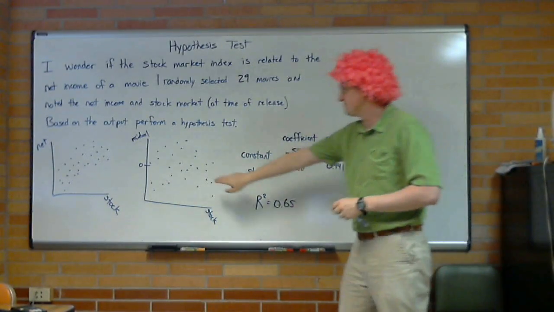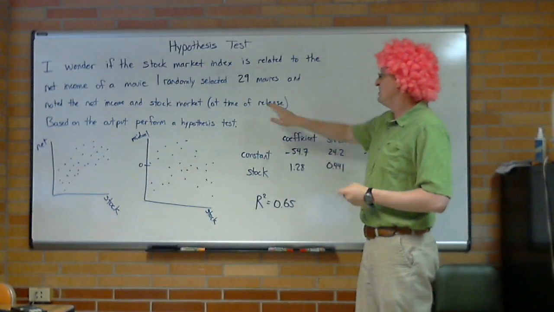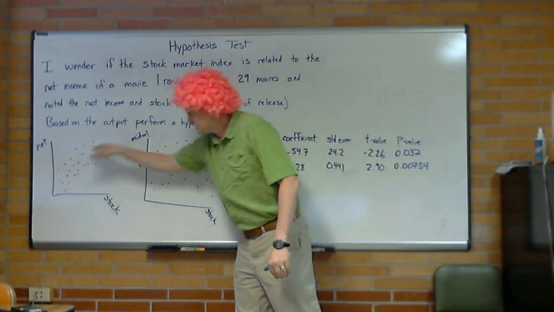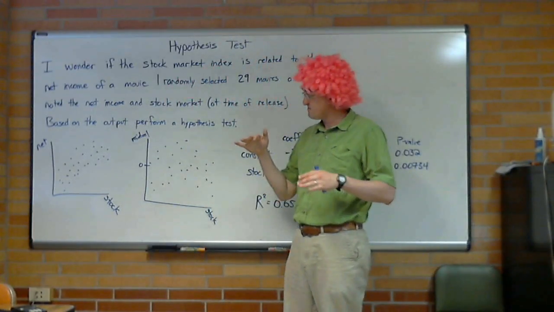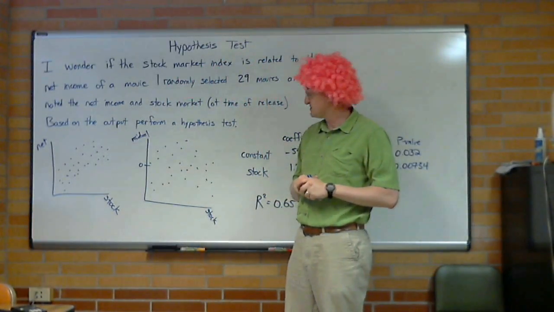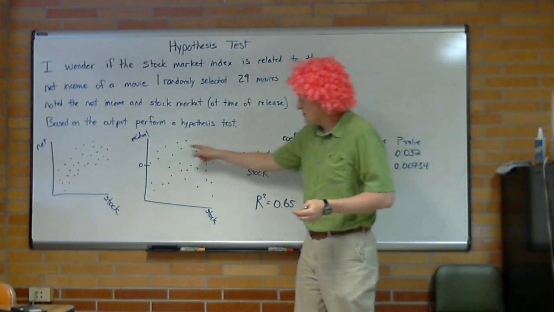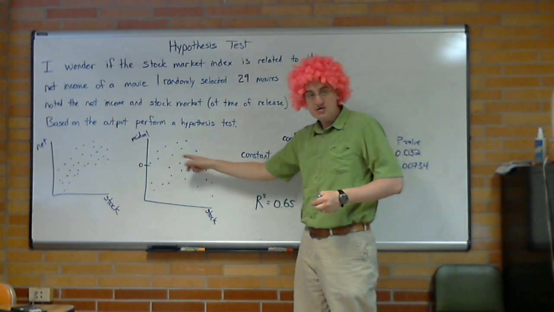I want to go look at my residual plot. So we have our data. Here's our original XY plot. It looks like maybe when the stock market goes up that the income of the movie goes up. But here is the residual plot I want to look at. Do I see a pattern? Well, there might be a curve here.